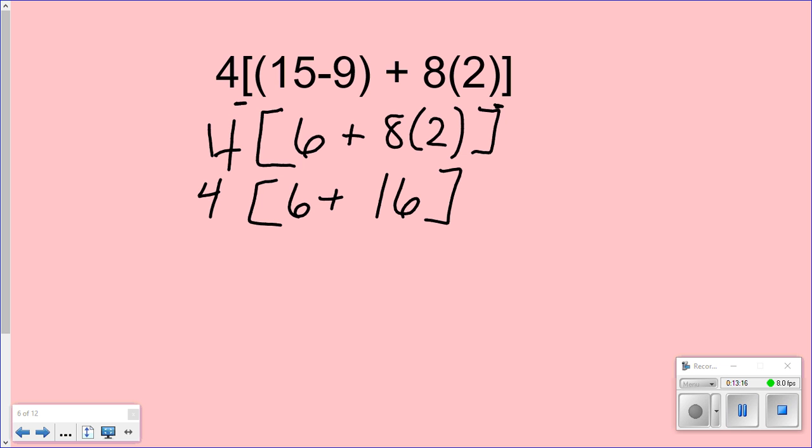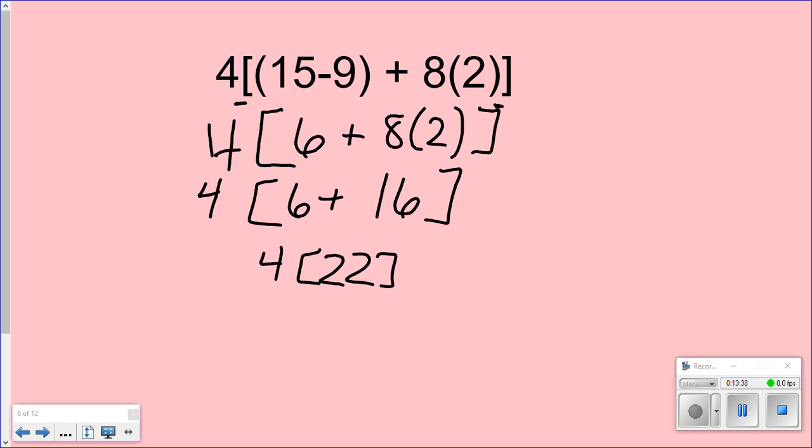Now it has to be done. Henry? Your addition, because everything in your brackets has to be done first. Good job. So 16 plus 6 is 22. Is everything in my brackets done? Yeah, I don't have anything else I can do. So now I can multiply by my 4.